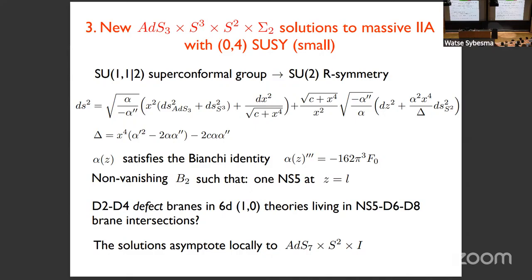This direction, I said, is non-compact, but in the paper by Tomasiello, it is explained how you make sense of this non-compact direction by ending the space with physical branes, D6 branes, orientifold fixed planes. There are different possibilities.